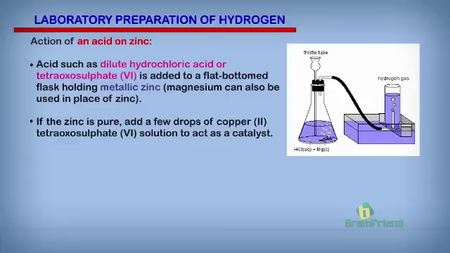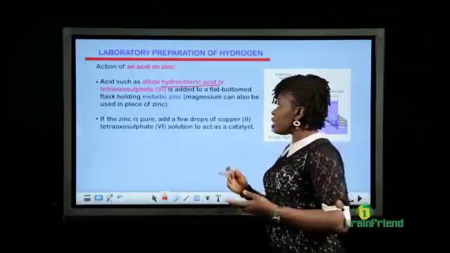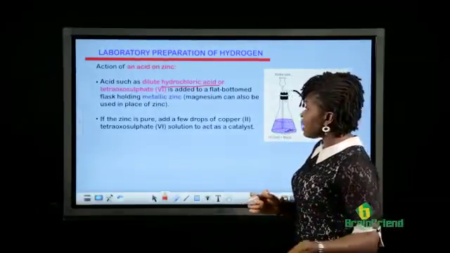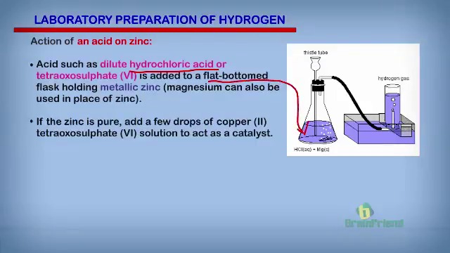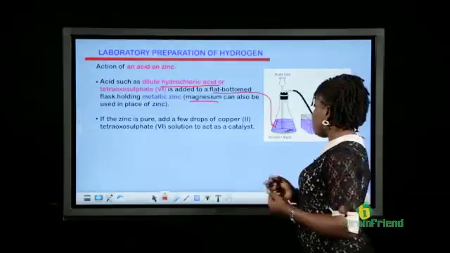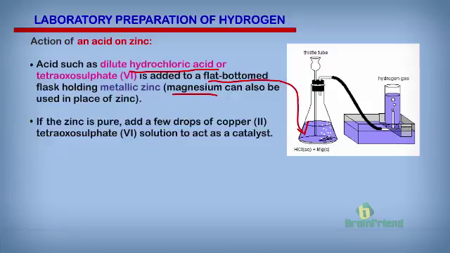Acids such as dilute hydrochloric acid or tetraoxosulphate VI acid are used for this purpose. This acid is added to a flat-bottomed flask, such as we have here, that contains metallic zinc. Magnesium can as well be used in place of zinc for this reaction. So when this acid is added to a flat-bottomed flask holding a metallic zinc or magnesium, as we can see here.